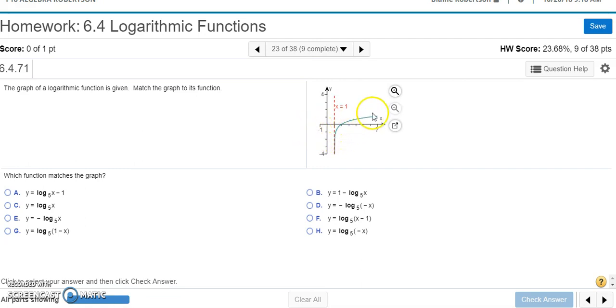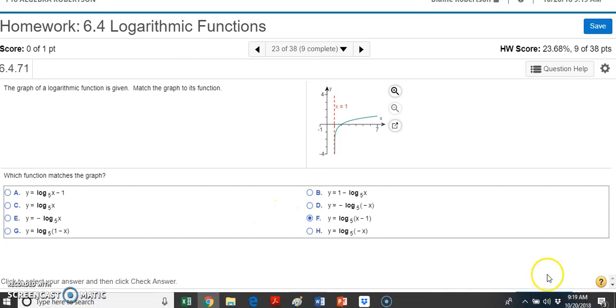And then also, let's see, does it have anything else going on? It looks like it doesn't have any reflections. It still crosses its first point 1 unit away from the vertical asymptote. It originally would have crossed at 0 and 1, but we said that it moved over to the right one. So now it crosses at 2 and 0. So it only has a horizontal shift to the right 1 unit. So we're looking for one that has x minus 1 in its argument, and that looks like answer choice F.